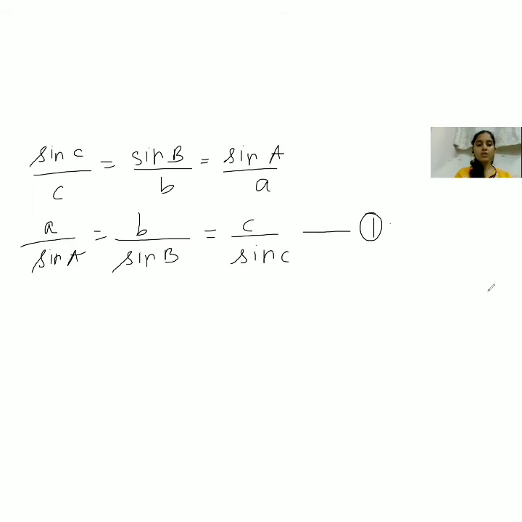Now we'll prove the other half, that is the 2R. What is R? It is called the circumradius, right? So how will we prove that? We require a circumcircle around our triangle. Let's make the circumcircle first.